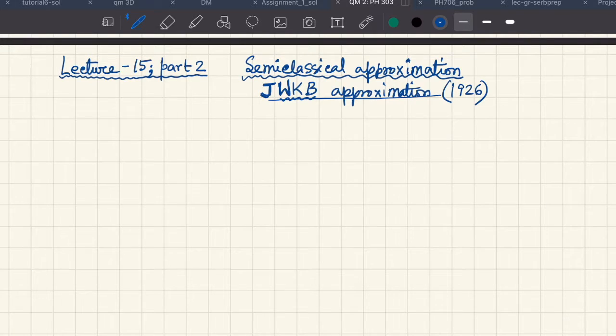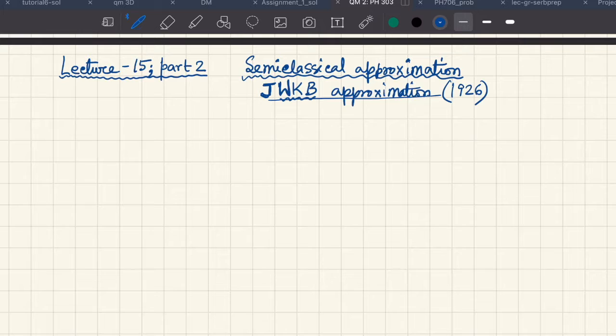So what does this WKB approximation tell us? It actually provides some approximate solutions for differential equations with coefficients that are changing slowly with spatial variation. So the approximation is termed as semi-classical.